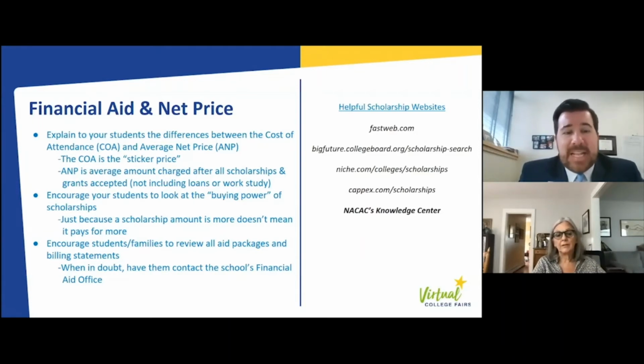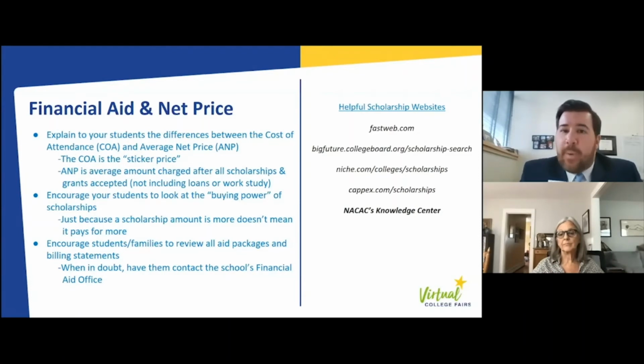And again, that last bullet, encourage students and families to review all aid packages and the billing statements. Again, for first generation college students, it may be confusing for them in terms of what the aid package means or what the billing statement means. So definitely having them review that with you as the school counselor, or if there's questions, when in doubt, have them contact the specific school's financial aid office. They're always happy to help and explain what that aid package looks like, as well as what that billing statement means, what do these charges mean. That way students and families are starting off strong in terms of financial wellness.